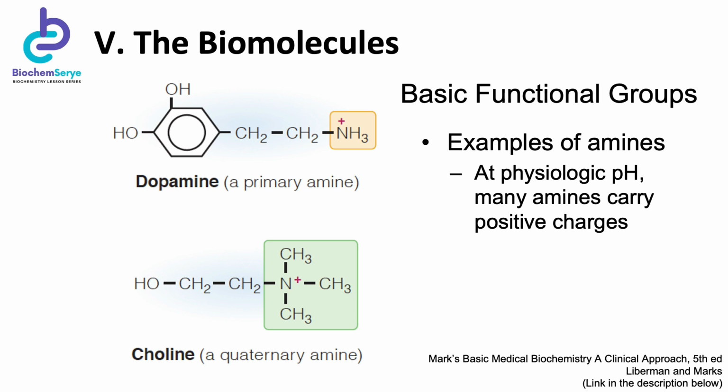Primary amines, such as dopamine, have 1 carbon-nitrogen bond. These amines are weak acids with a pKa of approximately 9, so that at pH 7.4 they carry a positive charge. Secondary, tertiary, and quaternary amines have 2, 3, and 4 nitrogen-carbon bonds respectively.